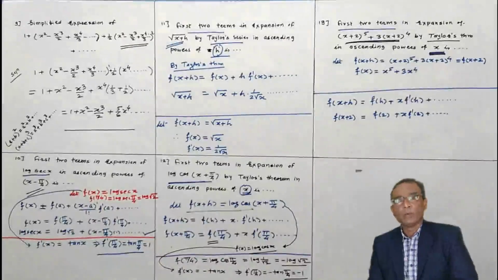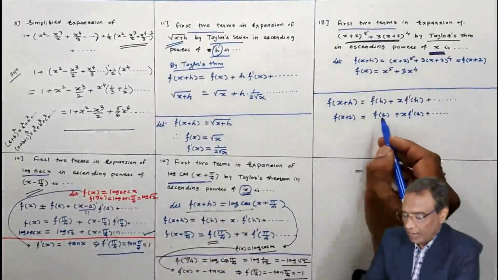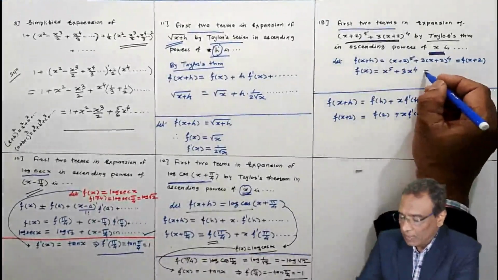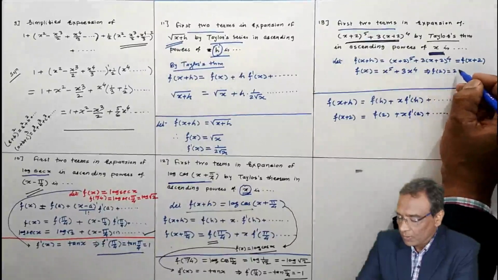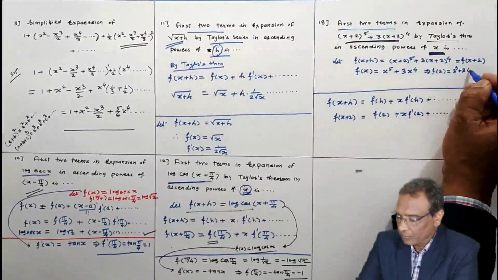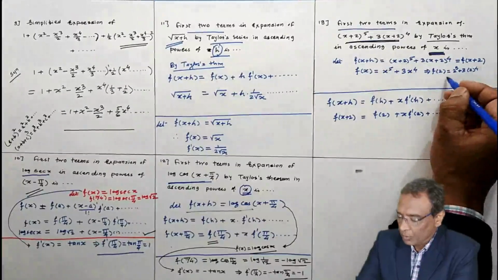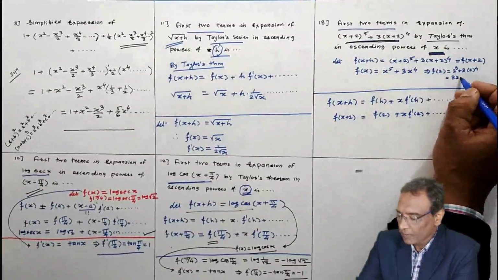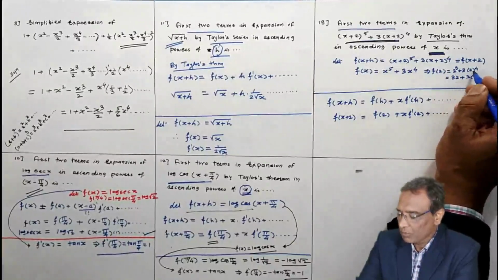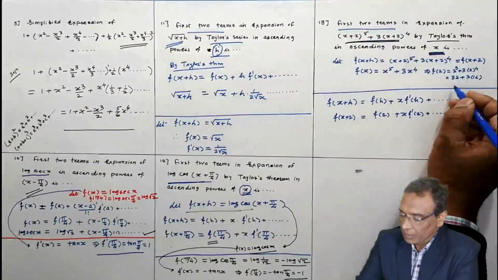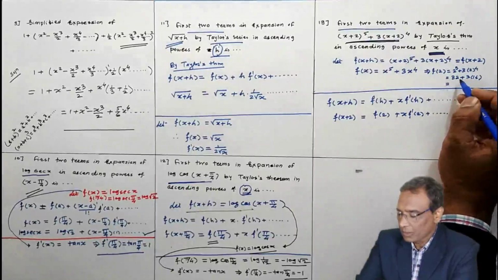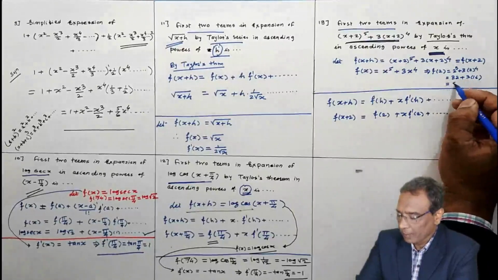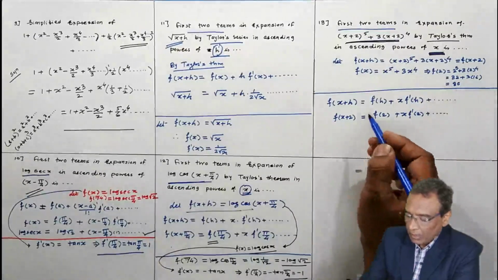Okay, now what is the requirement of this series? f of 2 is required. So you can find out value of f of 2 by putting x equal to 2. 2 raised to power 5 is 32. 3 times 2 raised to power 4 is 16 times 3, that is 48. 48 plus 32 is what? 80. Right?